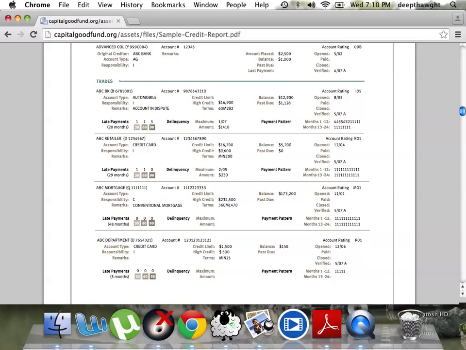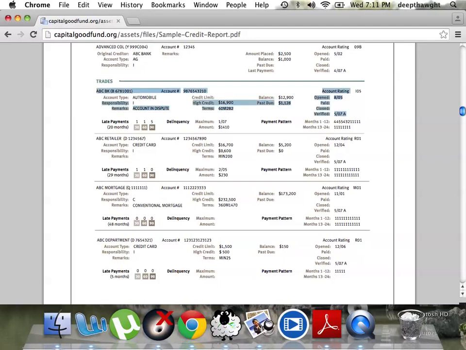Delinquency 1 of 2007 was the last delinquency, and the amount is $1,410 that they are delinquent according to the maximum delinquency. Now the balance that they owe is $12,900, and they're past due $1,128. Now you may say, well, you just said the delinquency is $1,410. Well, what that means is that's the maximum that they've been delinquent. All right, so let's go over to the section over here.